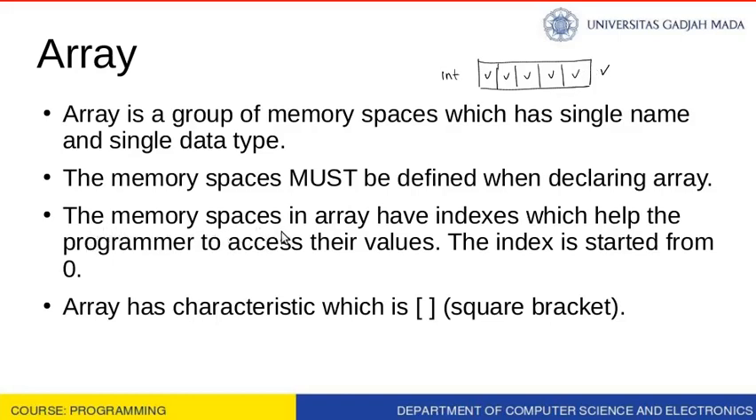And then the memory spaces in array have indexes which help the programmer to access their values. So this memory will have index, and the index will start from 0. So this is index of 0, this is index of 1, 2, 3, and 4. And then array has characteristic which is the square bracket. We will see in the example about this.